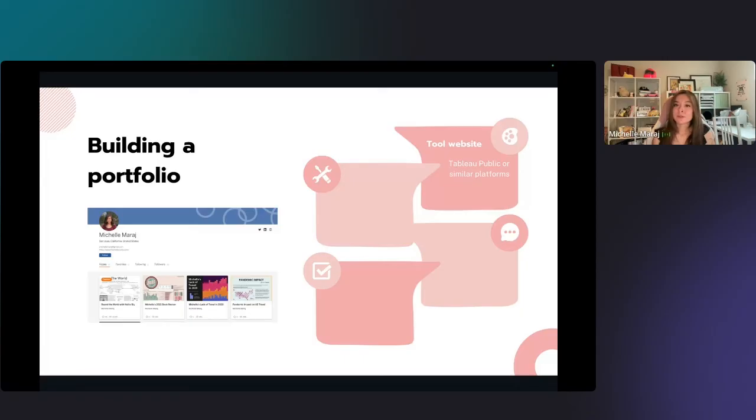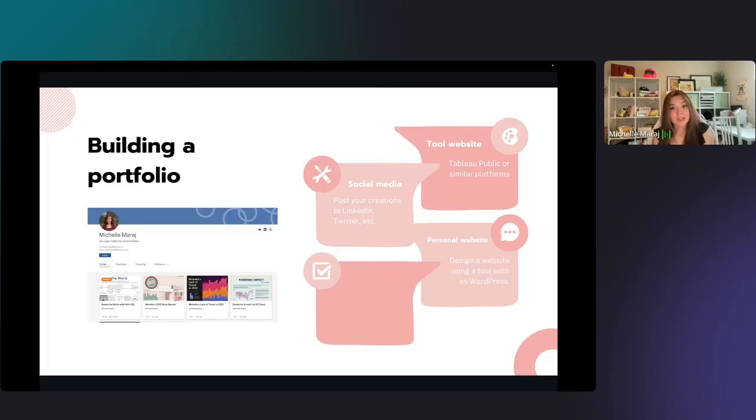If you are looking at a specific tool like Tableau, you can use Tableau Public, where you can post your dashboards and essentially build up your portfolio that way. You can also use social media. You can use LinkedIn, or there's actually a really big data viz community on Twitter. And you can essentially build up your portfolio by posting screenshots of your work or links to your work across those different types of platforms.